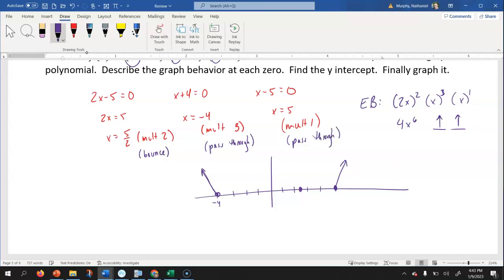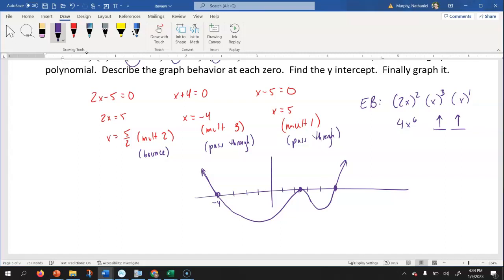So I know it's going to pass through -4. Then it's going to bounce off 5 halves. And then it's going to bounce off that, and then it's going to pass through that one again. So now we got our graph. It might not look exactly like that, but that's at least the general shape. That's all we need to worry about.